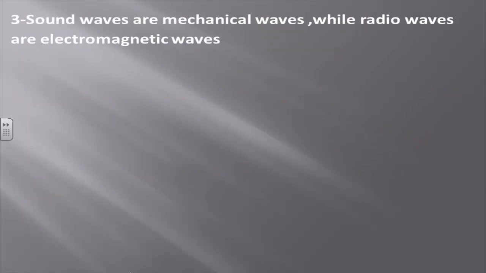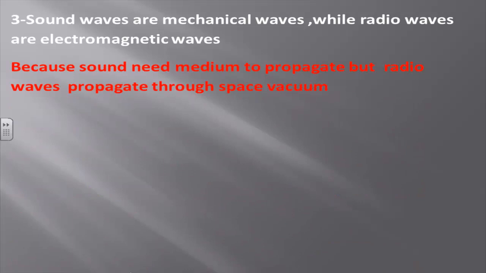Number 3. Sound waves are mechanical waves, while radio waves are electromagnetic waves. Why? Because sound needs a medium to propagate, but radio waves propagate through space, through vacuum. They don't need a medium to propagate.